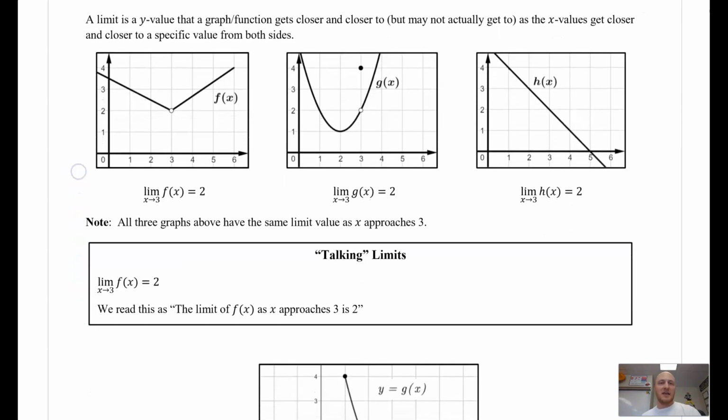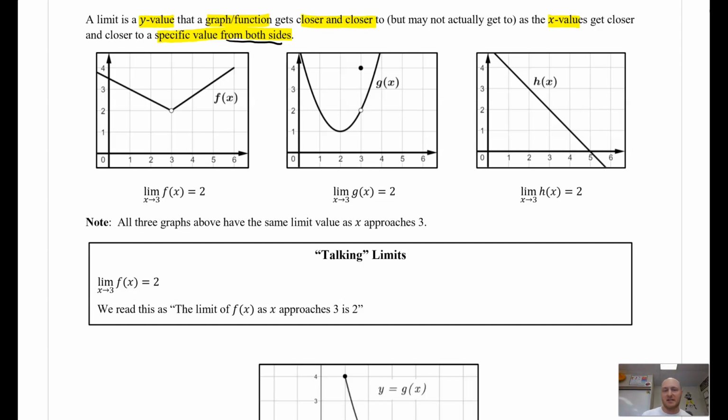It says, what is a limit? Well, a limit specifically is a y value. Underline that or highlight that. It is the y value. Your answer should always be a y value. And we get this y value because the graph or the function gets closer and closer to it, but it may not actually get to it, as the x values get closer and closer to a specific point from both sides. Go ahead and underline that both sides part. It has to come to a specific y value from the left and from the right, and we'll look at those specific cases in a moment.